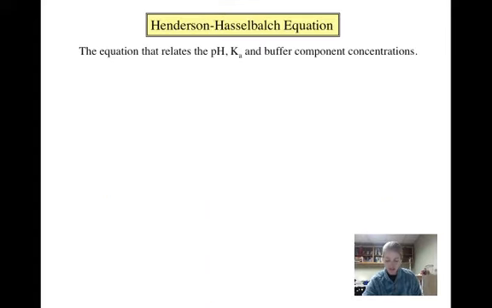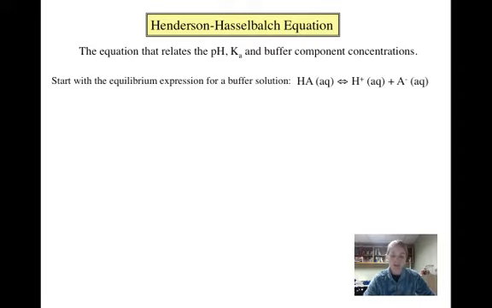The Henderson-Hasselbalch equation is useful as it relates the pH of a buffer solution, the Ka of the weak acid making up the buffer, and the concentrations of the buffering components of the solution. We can derive the Henderson-Hasselbalch equation by starting with the equilibrium expression for a buffered solution. HA, the weak acid, dissociates into H+ and A-, the conjugate base. Writing the Ka for the solution, we get the following. Ka equals the concentration of H+ times the concentration of A- divided by the concentration of HA.